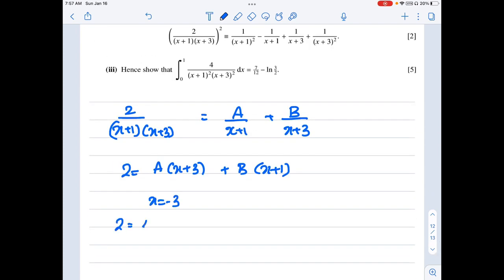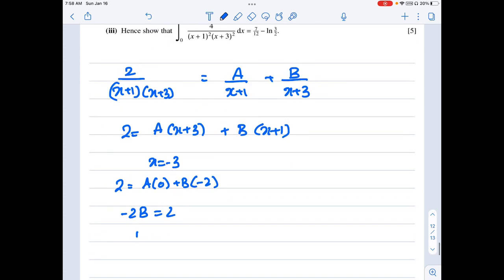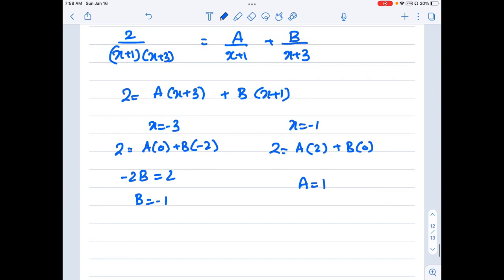So 2 = a times 0 + b times (-2). So -2b = 2, so b = -1. Plug in x = -1. So 2 = a times 2 + b times 0. So a = 1. So what are the partial fractions? I got it out. 2/((x + 1)(x + 3)) = 1/(x + 1) - 1/(x + 3).